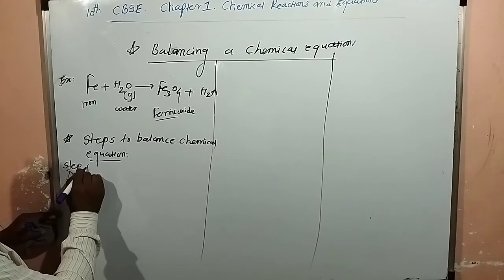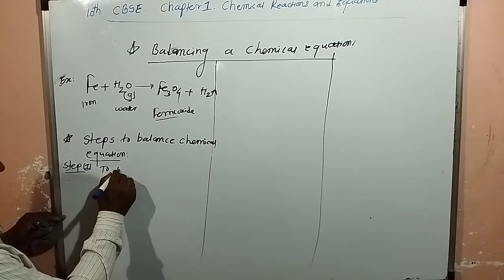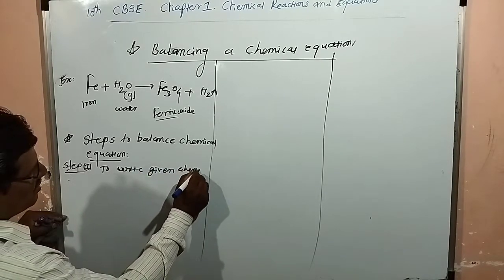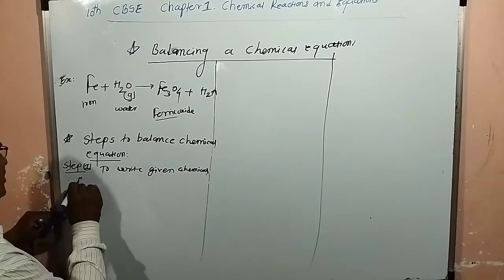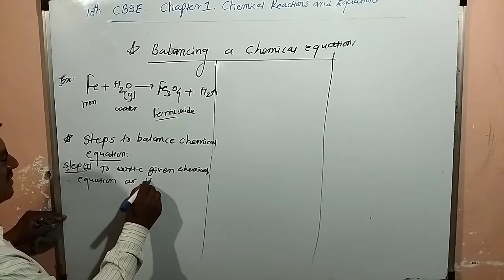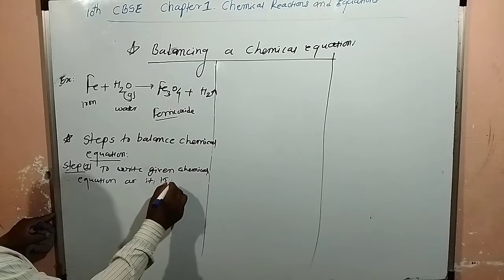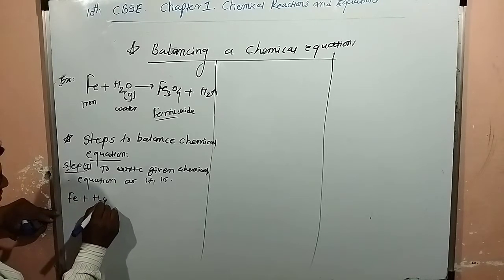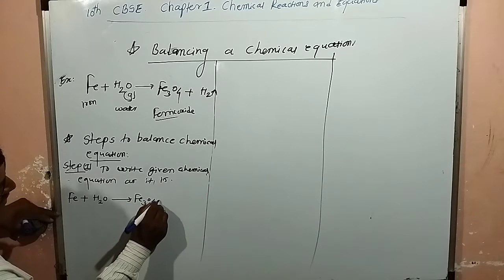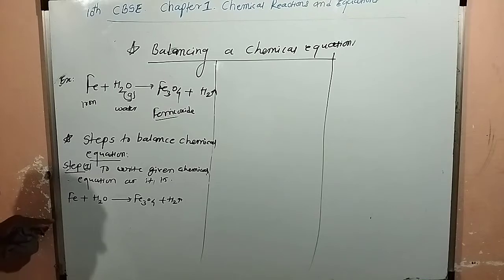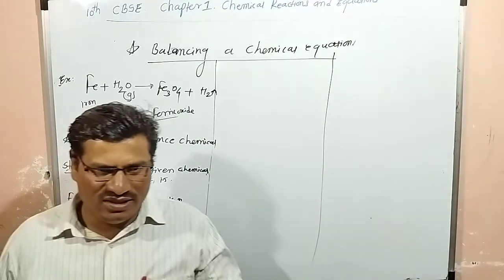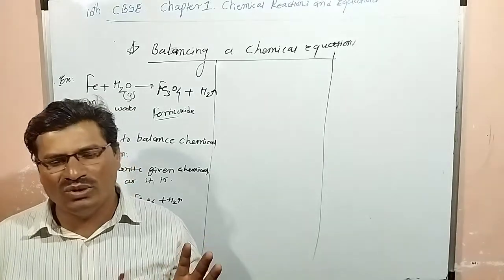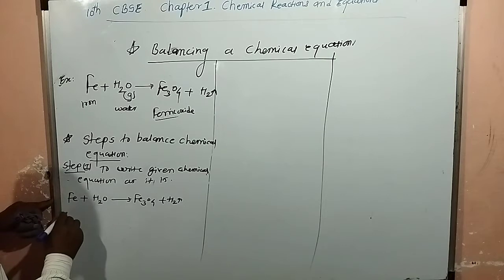Step 1: to write the given chemical equation as it is. So Fe plus H2O gives Fe3O4 plus hydrogen gas is given out. Here, as per the SSC board, Maharashtra state board, and in case of the CBSE, the same method is there with a little bit of change.